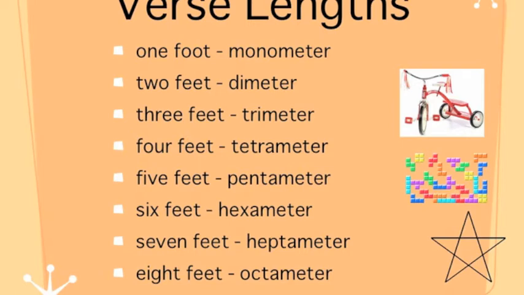6 feet, hexameter. 7 feet, heptameter. 8 feet, octameter. And those are our verse lengths. Now the reason I have pictures of trimeter, tetrameter, pentameter is because those are going to be the 3 most common verse lengths. So those are the 3 prefixes, the 3 verse lengths that you need to memorize.